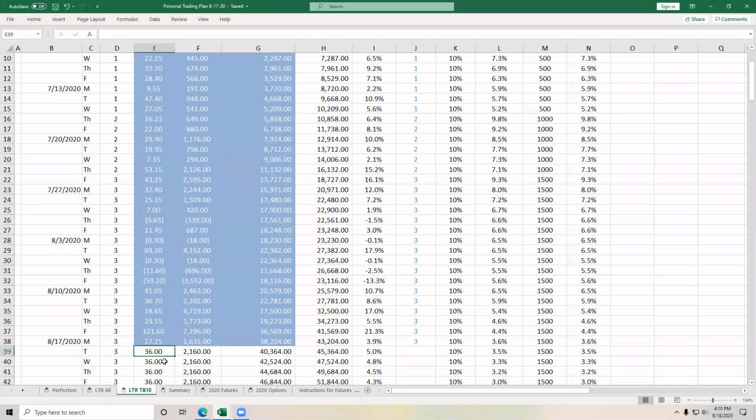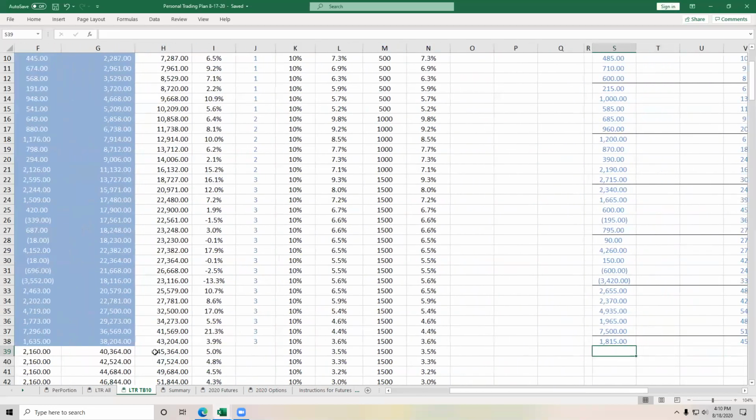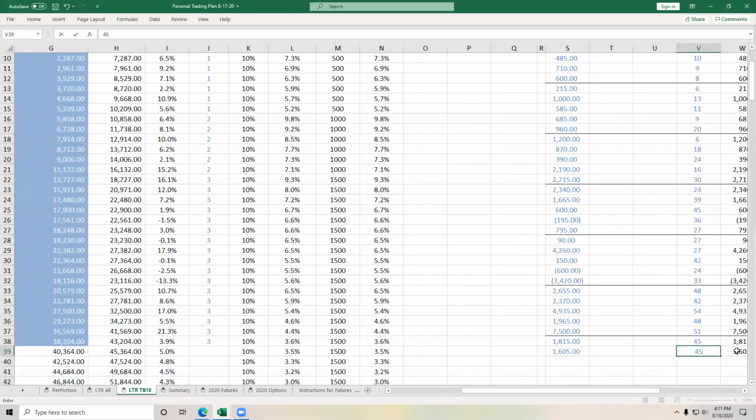So I'm going to jump back to our trading plan here. We are also scaled up to 3 contracts in this plan. So that puts us at a profit today of $1,605. And we had 15 trades, 3 contracts per trade. So that is 45 contracts.